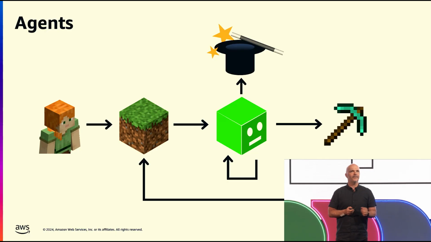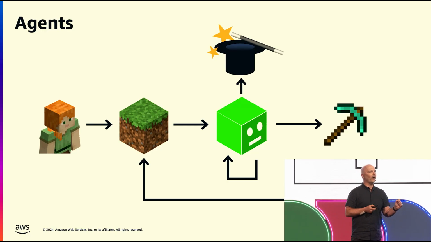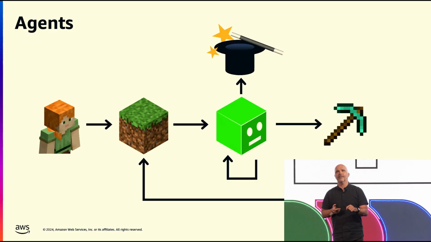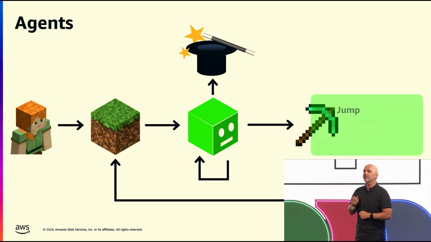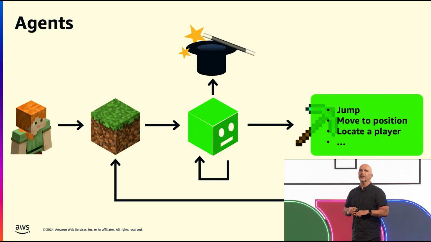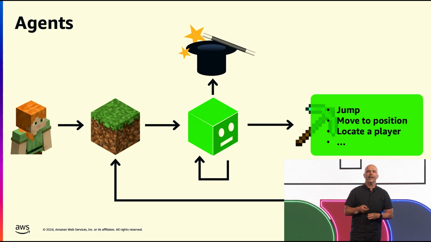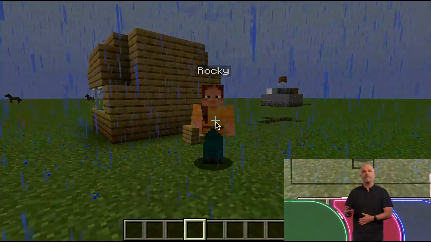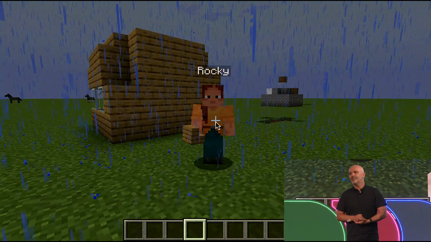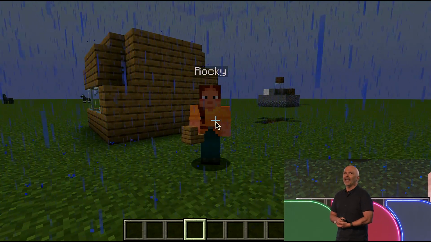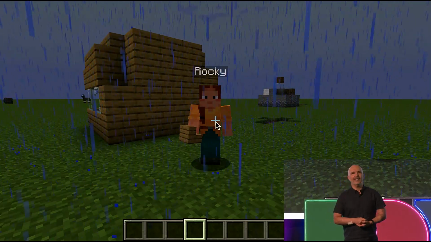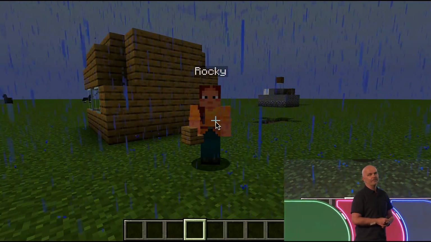Now, Rocky comes in. So you need to control Rocky via chat in Minecraft using the tool set. And the tool set that we started to build out are jump, move to position, locate a player, etc. So here's Rocky. It's raining in Rocky Land. And what we do first is, if you see, we open up a chat window.